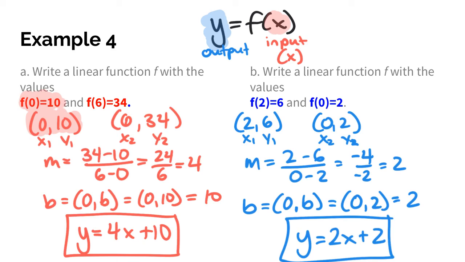Alrighty, so you should have the 2 points of (2, 6) and (0, 2). It's finding the slope by using the rise and run again. I'm changing my y values over my change in x. I get -4 over -2, which simplifies down to 2.